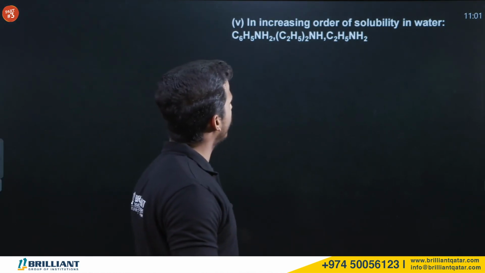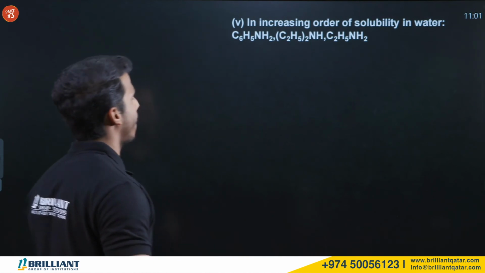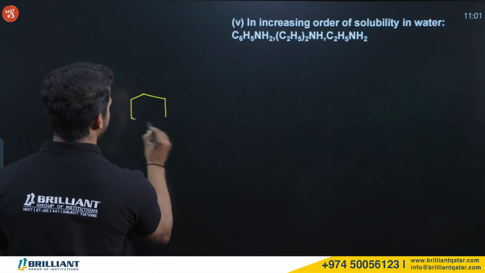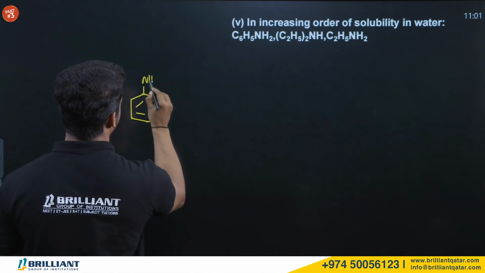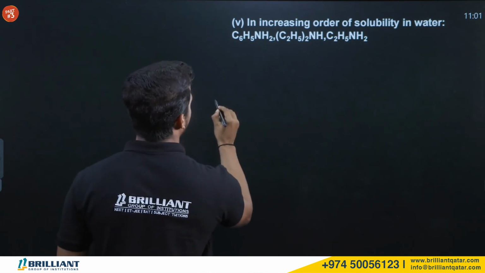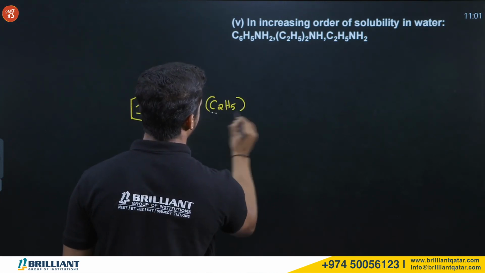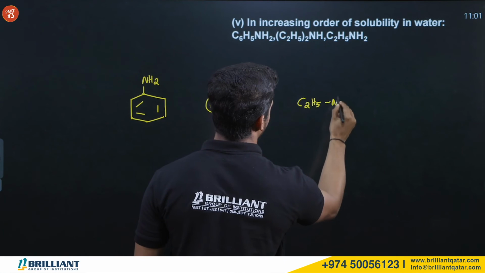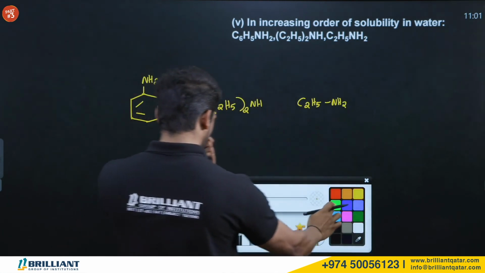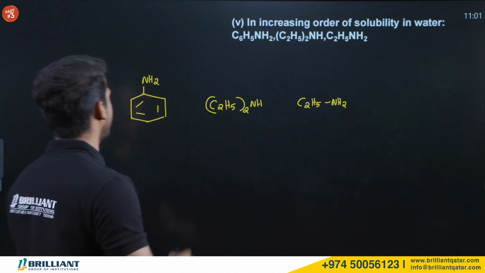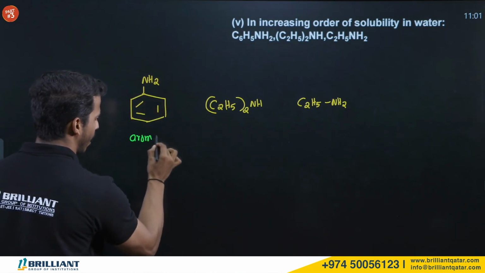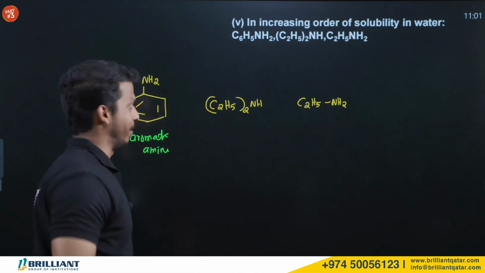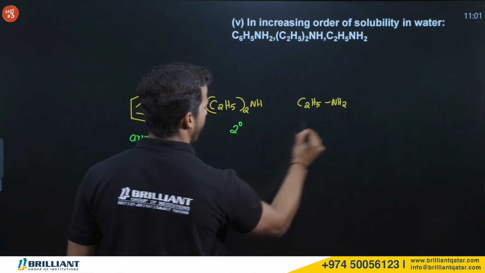In increasing order of solubility in water, which is highly soluble in water? Dear all, the first compound given is C6H5NH2, this is aniline. Then (C2H5)2NH. The other one is C2H5NH2. Right, these are the compounds given. Let us identify the compounds. This is an aromatic amine, and these are aliphatic amines, normal alkyl amines. This is a secondary amine and this is a primary amine.